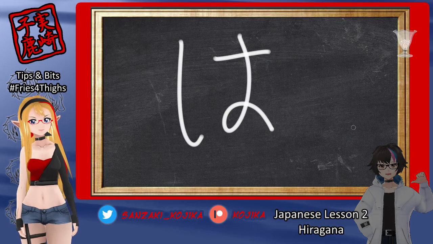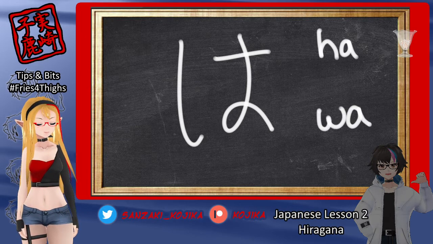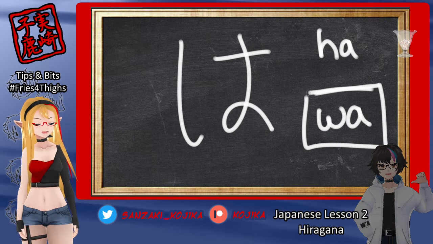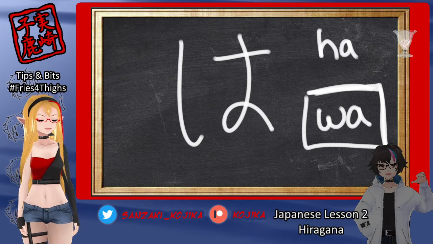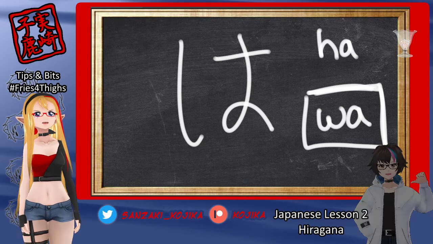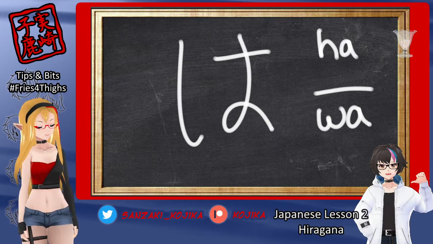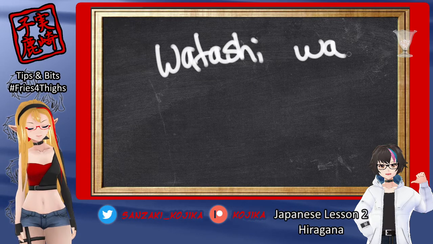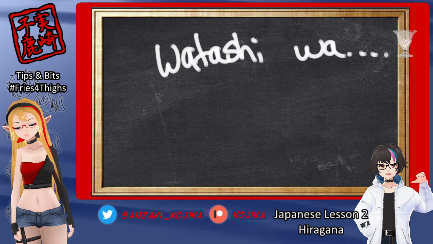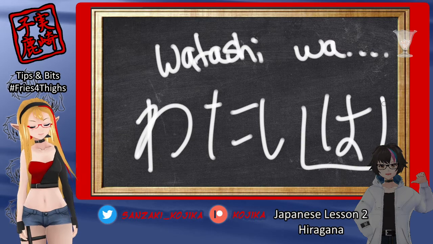One thing to keep in mind is this one is ha, but sometimes it will be pronounced wa. If it's pronounced that way, it's being used as a particle. We'll have a whole lesson on particles, but this one has a second pronunciation which doesn't look anything like it. When you see watashi wa, it's actually ha being written, not wa. When I first learned, I was like, why is that the thing? That's so confusing. But after a while you get used to it. Whenever it's a particle, you use the wa pronunciation.